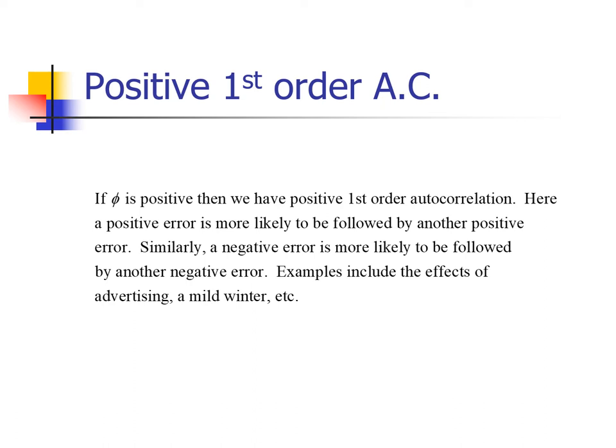Anytime that phi is positive, we call that positive first order autocorrelation. Here, a positive error is more likely to be followed by a positive error. Similarly, a negative error is more likely to be followed by a negative error. Again, you should be able to look at the equation and see that. If phi is positive and e sub t minus 1 is positive, a positive number times a positive number should be positive. And if the error at time t minus 1 was negative, a negative times a positive is still negative. So if you look at that equation with a positive phi, it should make sense. Positive residuals are followed by positive residuals. Negative residuals are followed by negative residuals.